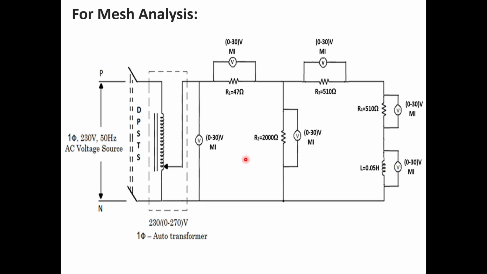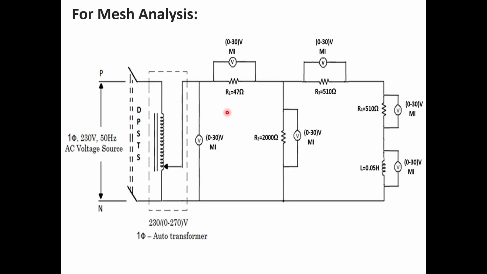Across 2000 ohms, a 0 to 30 volts moving iron type voltmeter is connected. Across the other 510 ohms, a 0 to 30 volts moving iron type voltmeter is connected. Across this inductor of 0 to 0.05 Henry, a voltmeter of 0 to 30 volts moving iron type is connected.